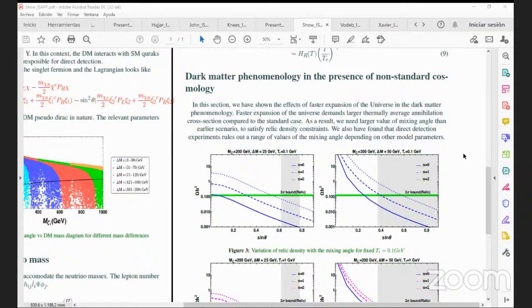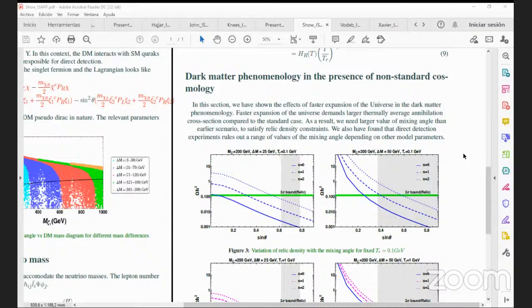So in the presence of this modified, fast-expanding universe, we need a larger cross section compared to the standard one to satisfy the relic density. You can see this behavior in Figure 3, in the left plot. Here we have plotted the relic density against the mixing angle, where we have fixed the mass of the dark matter, the mass difference, and also the parameter T_R. So n equal to 0 gives us the standard picture.